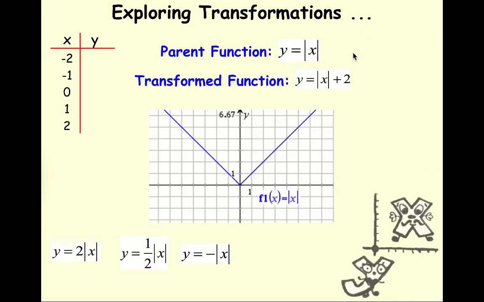So what do you think this one will do? Y equals the absolute value of x plus 2. Well, do your table of values and see what you get. So here's our table of values, and let's look at what those points give us. So here's that V of the absolute value. And so now it looks like I shifted it vertically up.